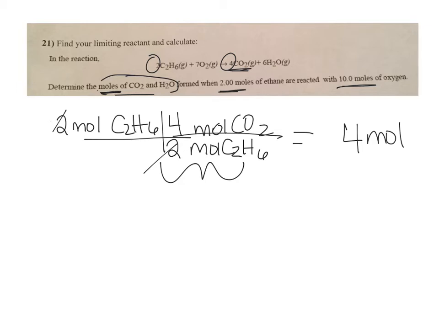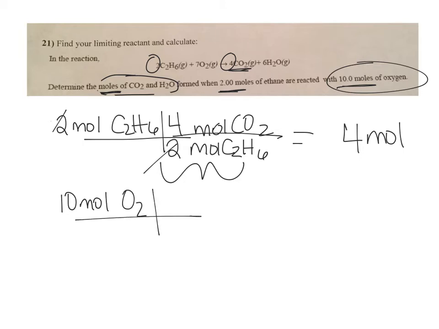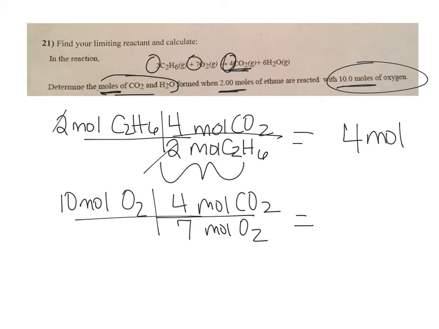When we look at oxygen, okay, we're going to start with 10 moles of oxygen, okay? We're going to go mole of oxygen to mole of carbon dioxide. We have a 7 to 4 ratio, okay? So looking here, you would figure out that this is about, what, 40 divided by 7, so it's between 5 and 6-ish, right? So 5 to 6.